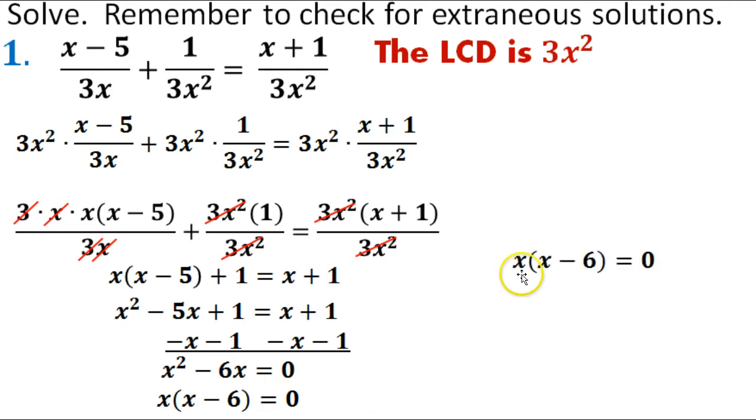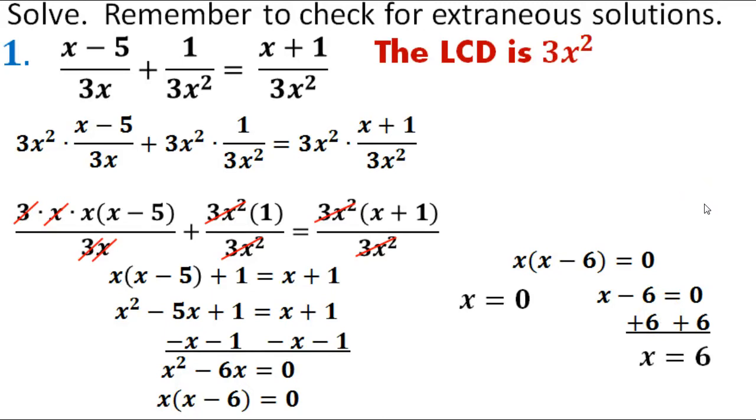I rewrote it over here. It's the exact same thing that I've got down here. I haven't changed that at all. Okay, now when I'm solving this one, I can set each of these equal to 0. So that means I'm going to have an x equals 0 and an x minus 6 equals 0. Now I can go ahead and continue to solve this, get my x all by itself. That means I'm going to add 6 to both sides. If I add 6 to both sides, that gives me x equals 6.